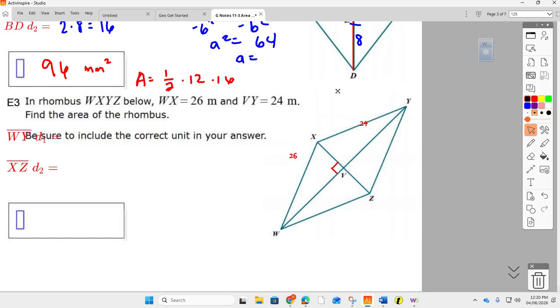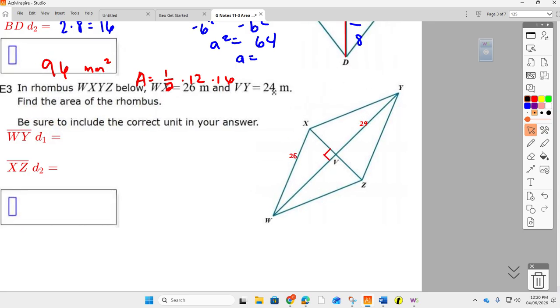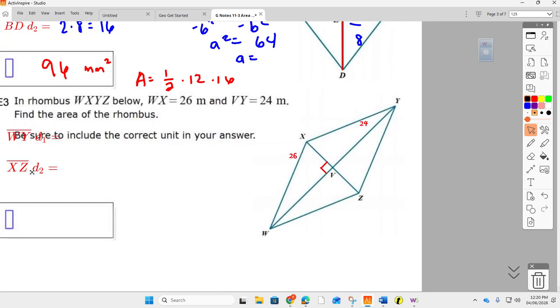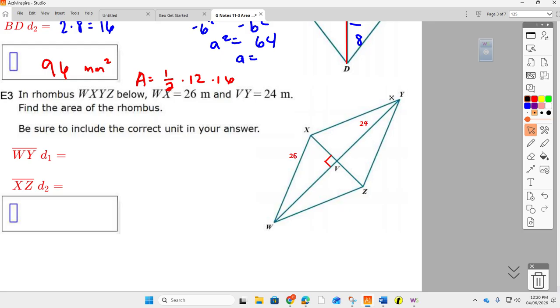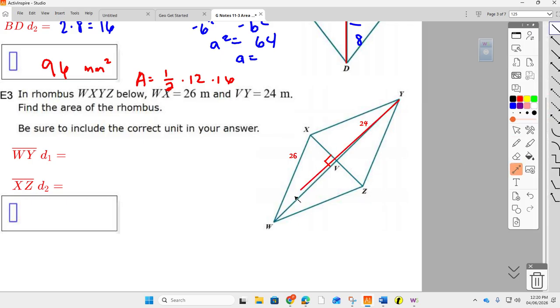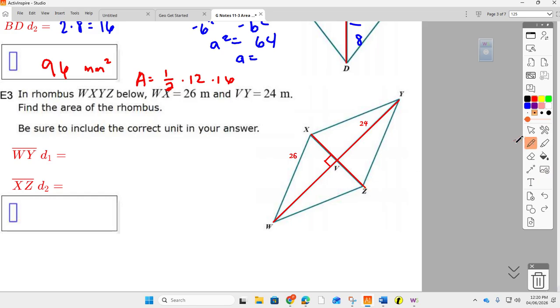And the rhombus below, rhombus WXYZ, WX is 26, and VY is 24. Once again, we have neither diagonal. Hopefully you're recognizing at this point that YW is a diagonal and XZ is a diagonal. Can anybody tell me how to find the length of diagonal WY? Can you tell me how to find the length of WY?